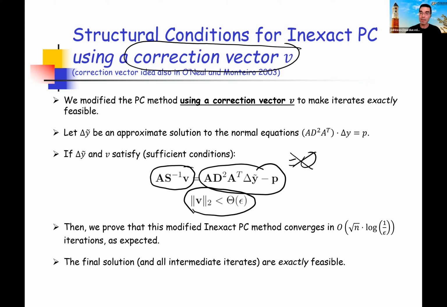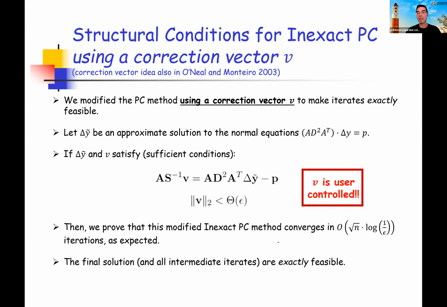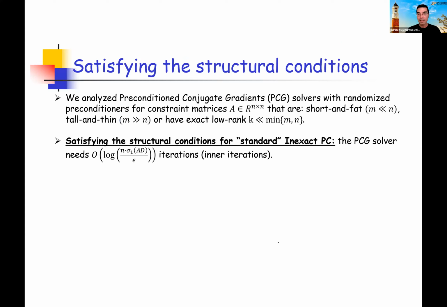And this is a general recipe. As long as you can construct a correction vector V any way you want, we gave a way to construct it that has small 2 norm and satisfies this equality, you are good to go. The good properties of the predictor corrector algorithm still work even though you are not solving your system exactly. Everything is exactly feasible. Your intermediate solution, your final solution are exactly feasible even though you are employing approximate solvers. So that was pretty nice. And then V, let me clarify that it's user control. So you define V. We gave a particular recipe for V.